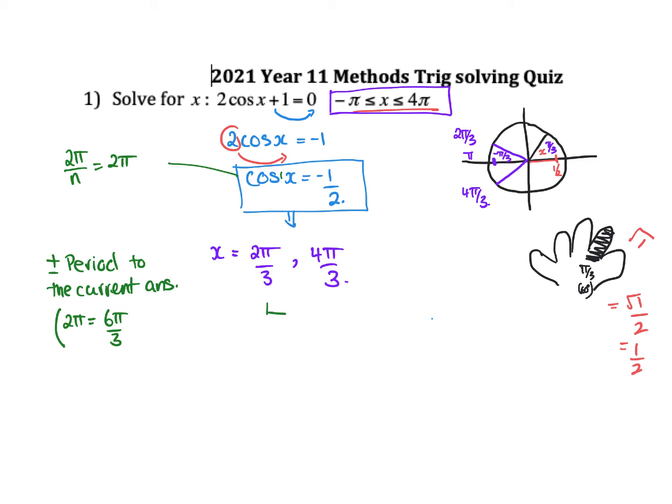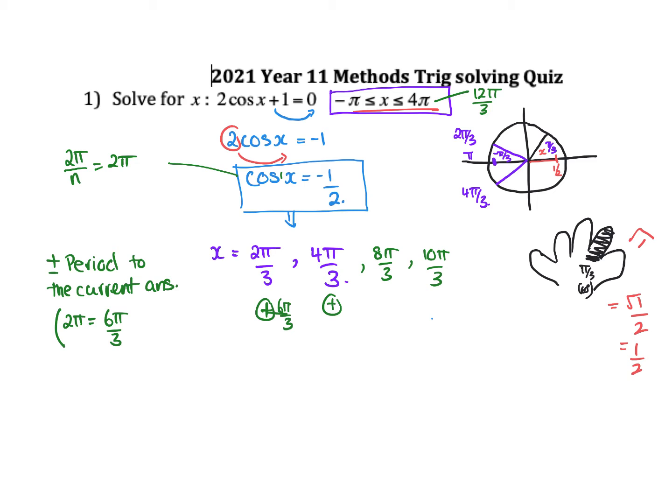So I can add 6 pi on 3 to this answer, which gives me 8 pi on 3, and if I add 6 pi on 3 to the other answer, it gets 10 pi on 3. Now they want me to keep going up to 4 pi, which in thirds would be 12 pi on 3. So I can't go any further. That's as far as I need to go.